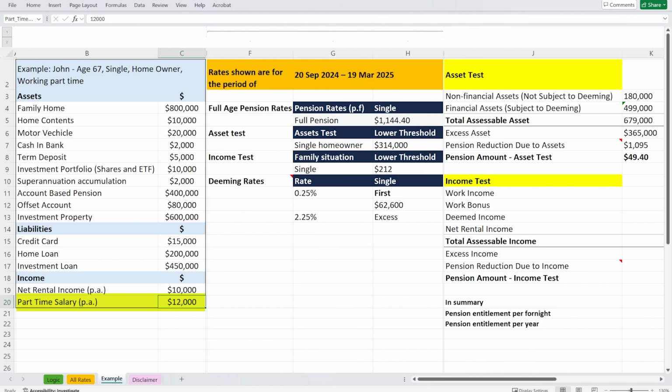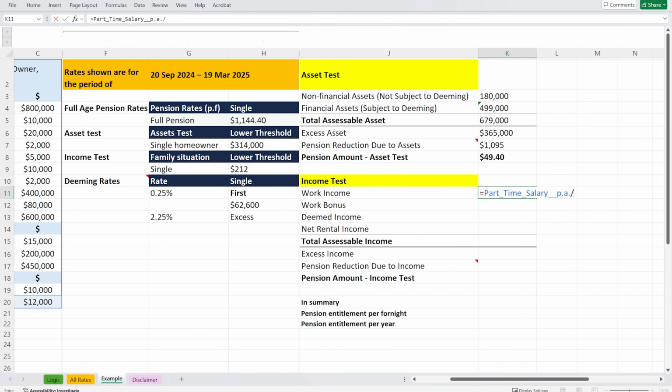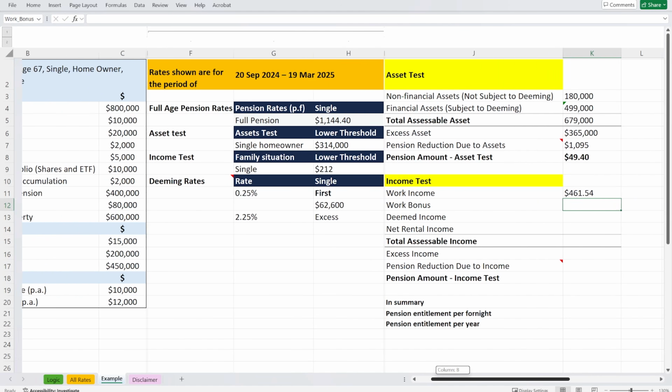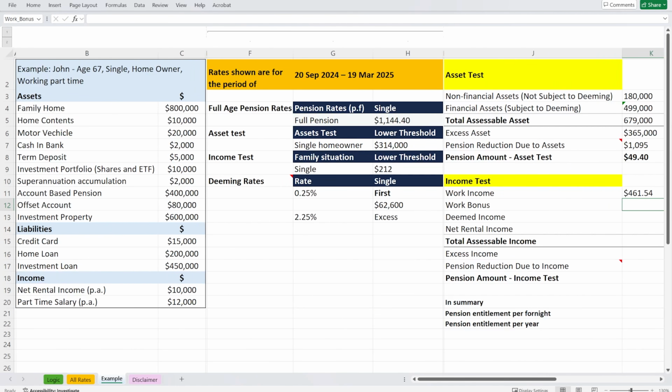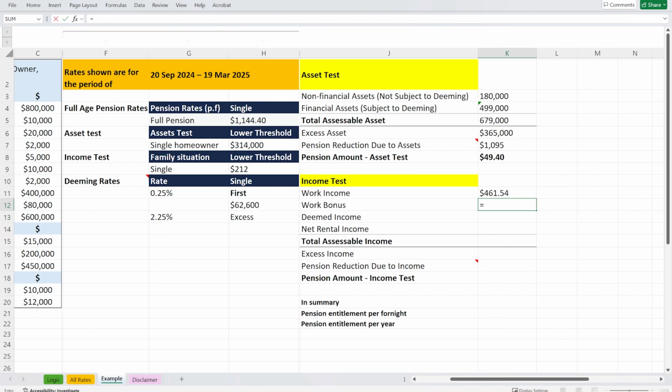John earns $12,000 per year. Dividing that by 26 fortnights in a year, his fortnightly part-time salary is $461.54. To encourage people to continue working without significantly reducing their pension, the government provides a work bonus. This includes $300 per fortnight with a starting balance of $4,000. We will convert it into a fortnightly figure, and the work bonus is $453.85. This amount will be used to offset John's work income.